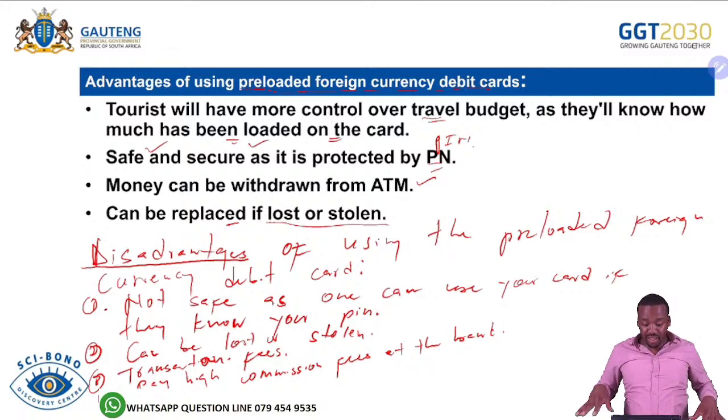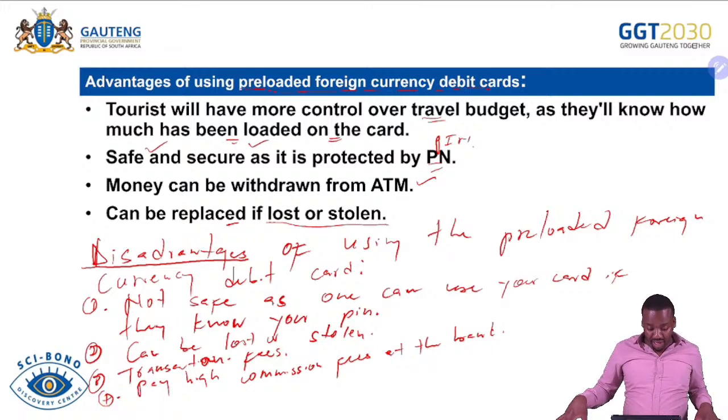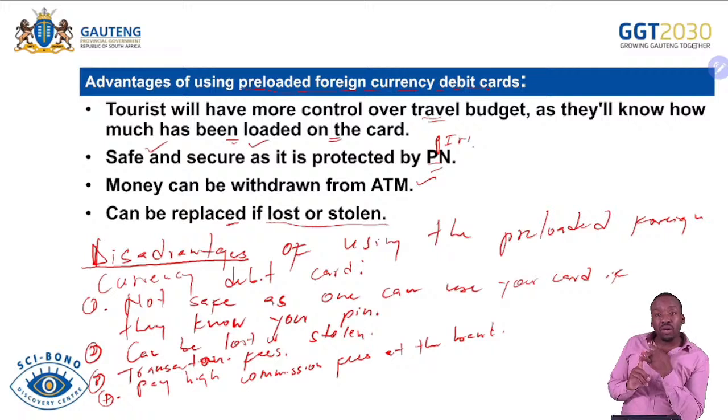So a disadvantage of using a preloaded foreign currency debit card is that it is not safe, as one can use your card without your permission if they know your PIN, right?